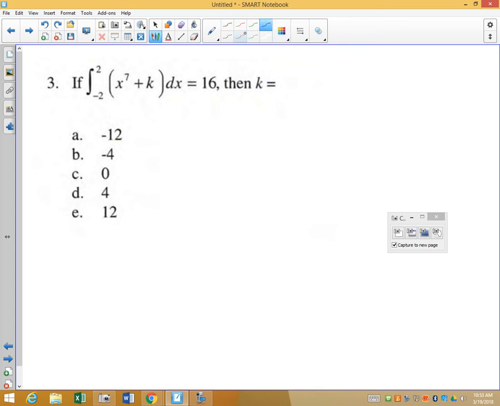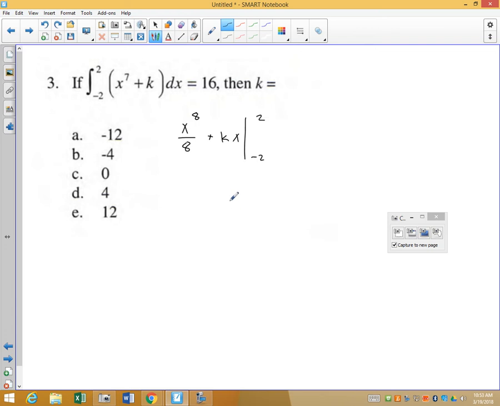So this one, we're going to just do the antiderivative. The antiderivative of x to the 7th is x to the 8th over 8. What's the antiderivative of k? It's kx. k is a number. So we're doing that antiderivative like if it were plus 6. The antiderivative of 6 would be 6x. So this is kx. It's not k squared over 2. We evaluate that from negative 2 to 2.